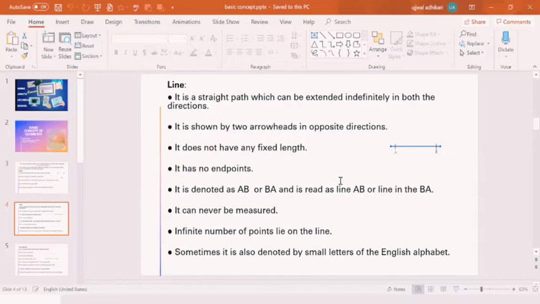Students, you must remember the concept of the points. A point is a dot, and you can put many dots on one line. Sometimes it is also denoted by a small letter of the English alphabet.